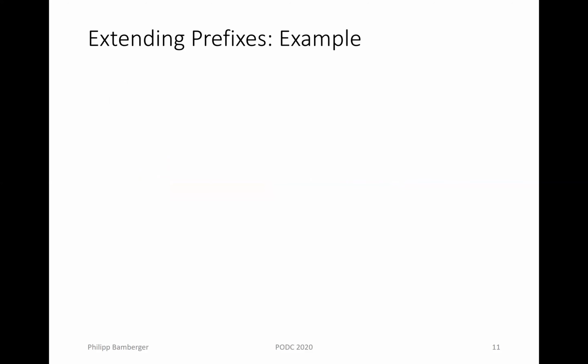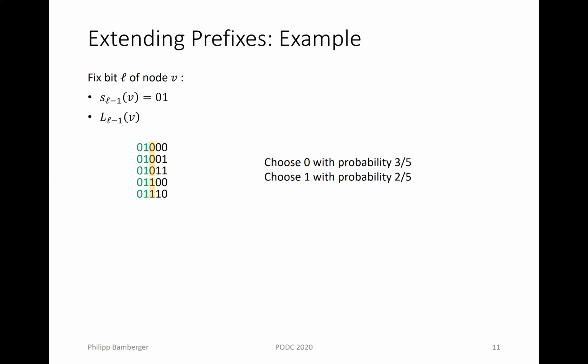Next, I want to describe the zero-round randomized algorithm we use to choose the color bits such that the expected increase of the potential is small. Assume that node V has chosen the prefix 01 so far, and that it has the following 5 candidate colors left. Among these colors, there are 3 with a 0 and 2 with a 1 at third position. We choose 0 as next bit with probability 3/5 and 1 with probability 2/5. So we extend the prefix by 0 with a probability that equals the fraction of candidate colors having a 0 at this position.